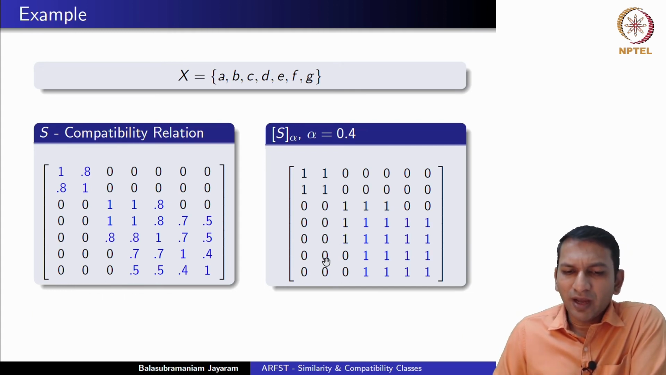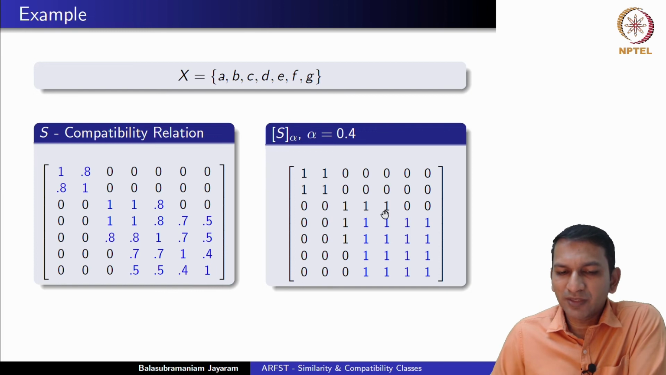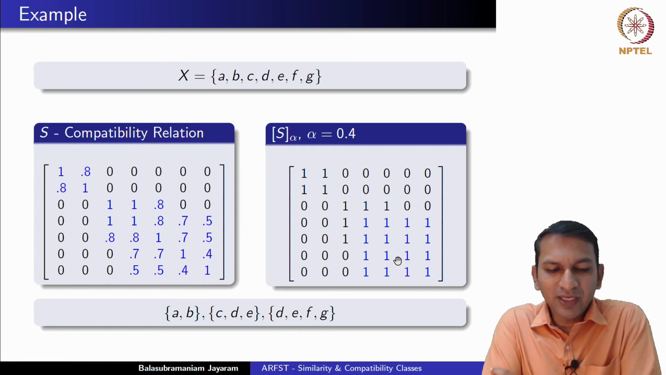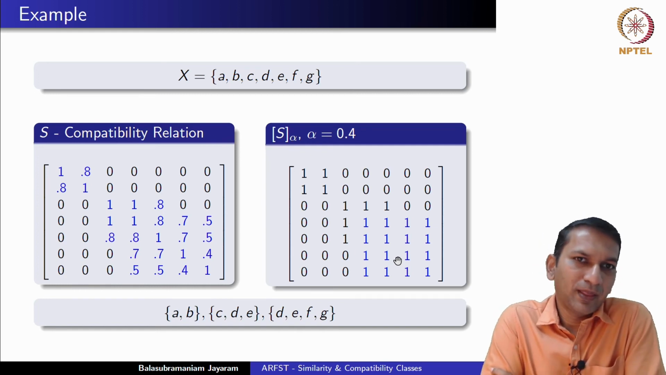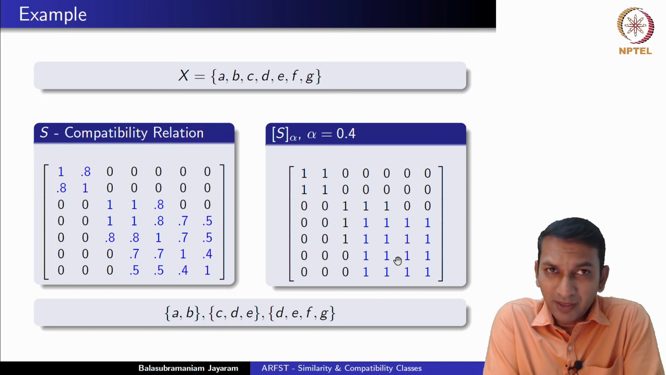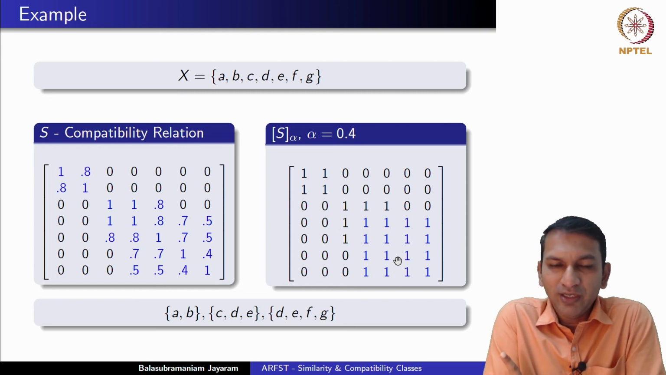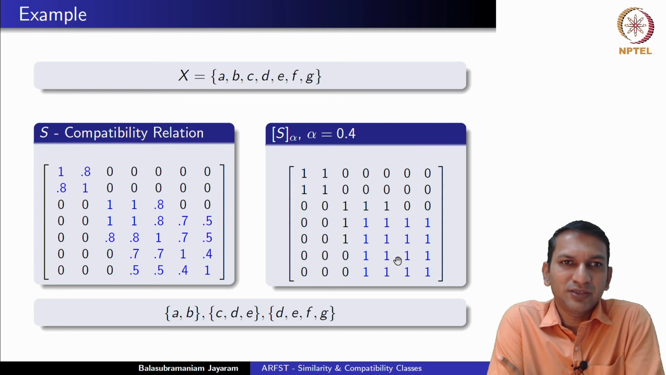Now we also have other kinds of blocks. Look at this. All of these elements share the same relationship amongst themselves. That means if you consider D, E, F, G, any pair of elements in D, E, F, G will be related to each other at least to degree 0.4. Thus, we have these 3 compatibility classes. Clearly, these compatibility classes form a cover of X. That means their union is X. However, they are not necessarily disjoint and hence they do not form a partition. They only form a cover.